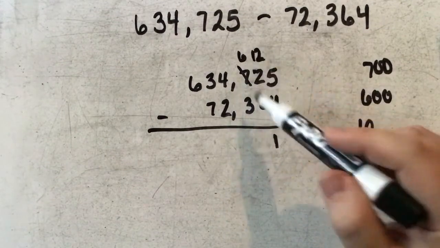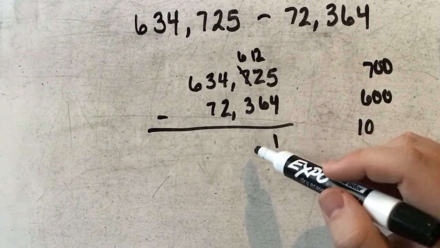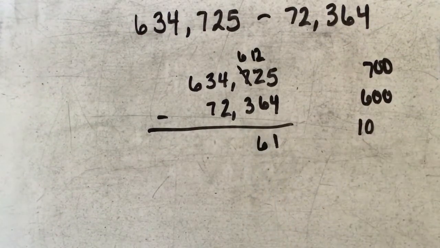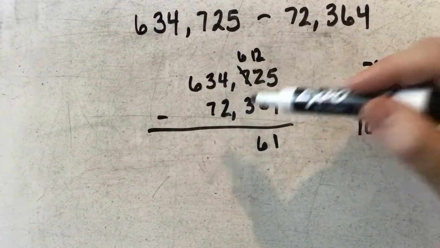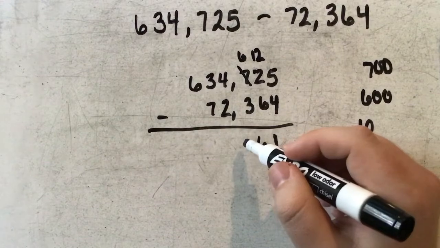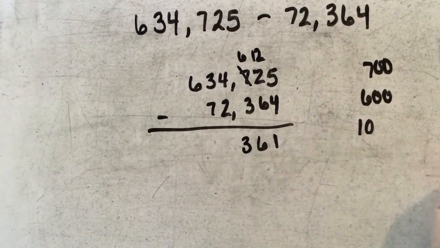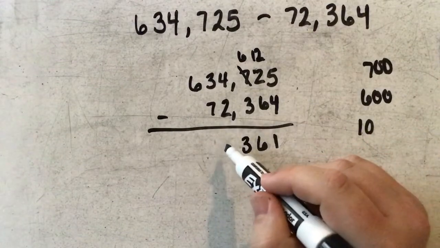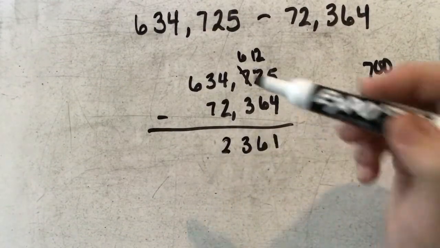If I had 12 cookies and you asked me for 6 cookies, I could give you your 6 cookies and I would have 6 left over. And now I'm going to continue subtracting. Here I have 6 and 3. 6 minus 3 would leave me with 3. 4 minus 2 would leave me with 2.